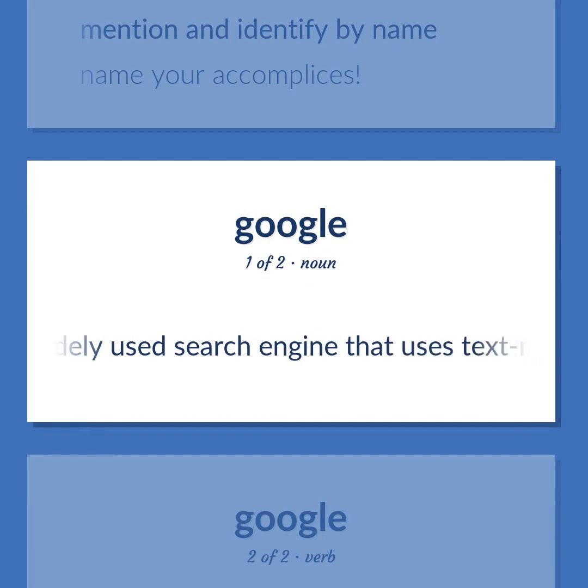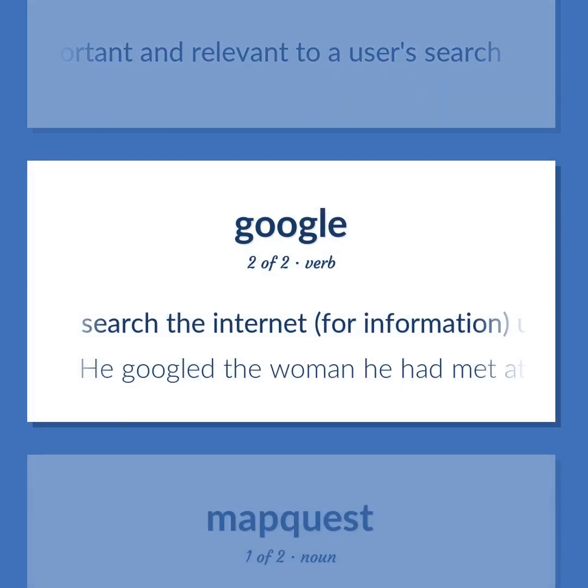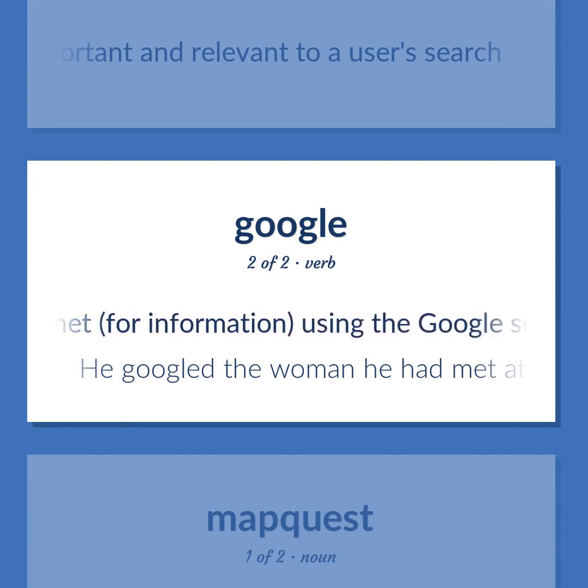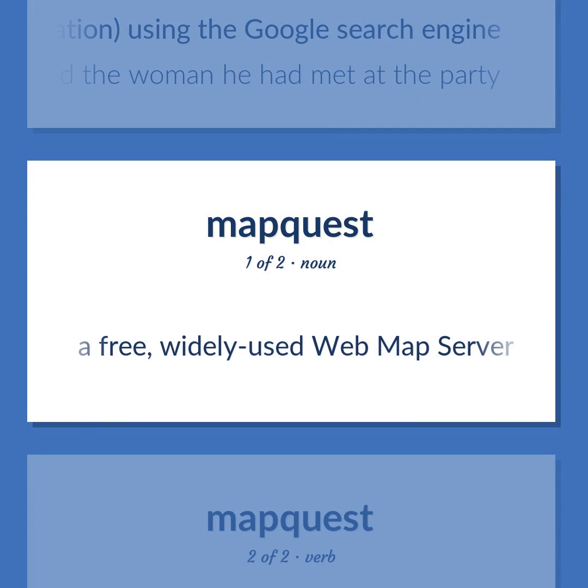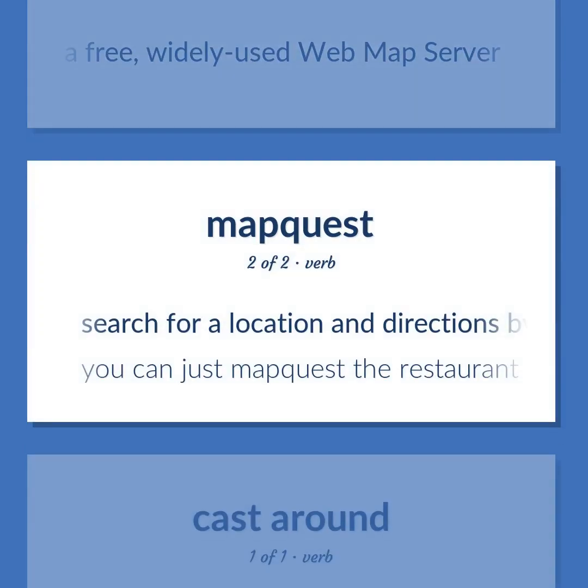A widely used search engine that uses text matching techniques to find web pages that are important and relevant to a user's search. Search the Internet for information, using the Google search engine. He Googled the woman he had met at the party. A free, widely used web map server. Search for a location and directions by means of the MapQuest program. You can just MapQuest the restaurant.